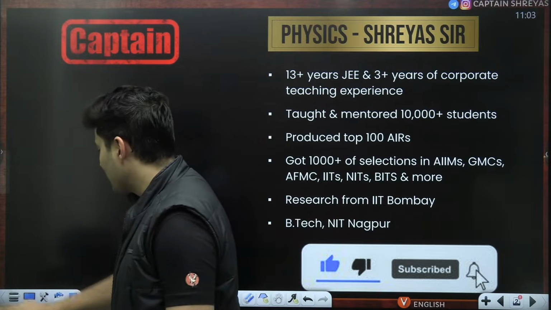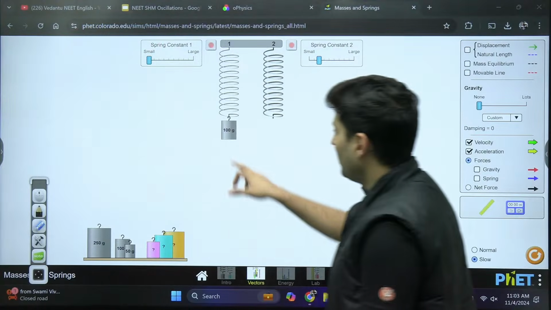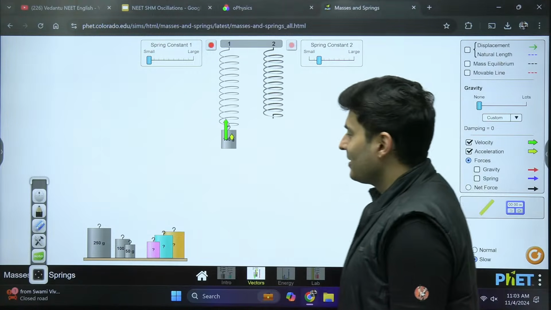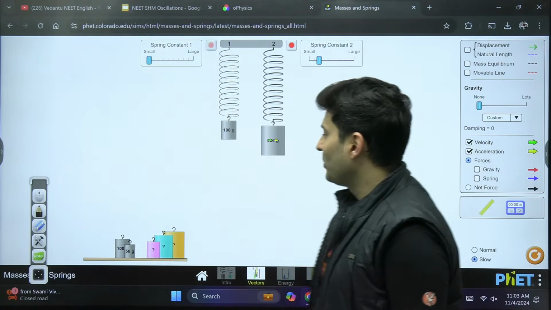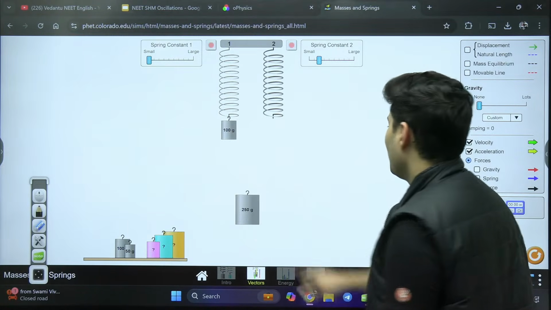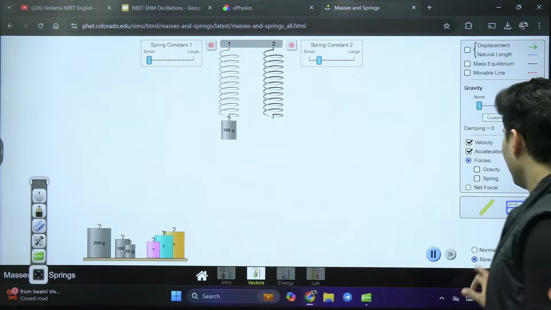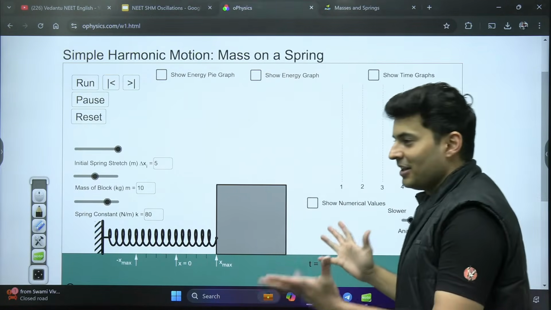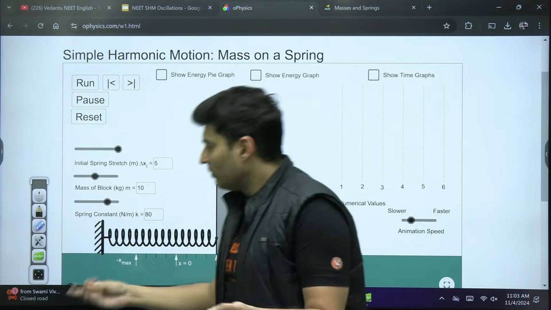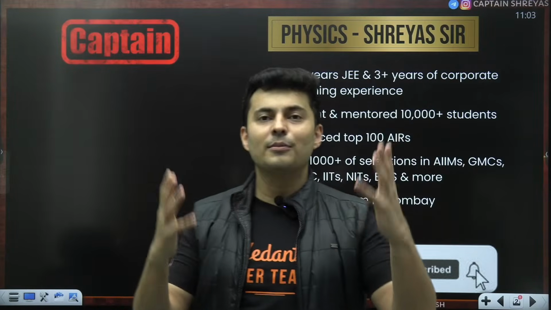Yes, your Cap2G is back, and today we're going to have some really nice, amazing spring mass system oscillations. We're going to see different things over here. We're going to see how they move, oscillate, everything in today's lecture. Lots of graphs, lots of simulations which will help you visualize, like I do in most of my classes.